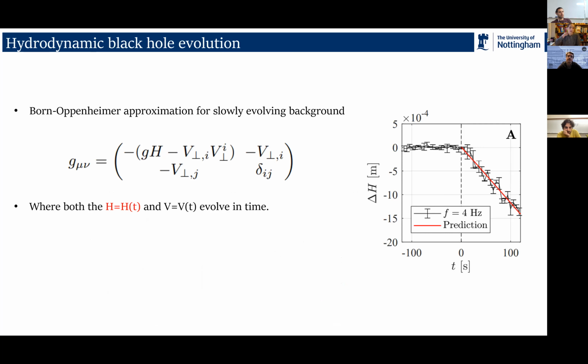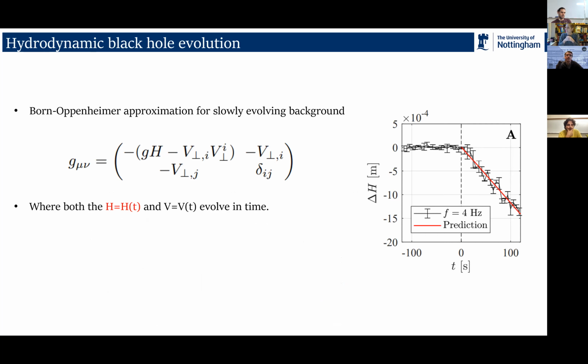And what you can argue here is that, following the same techniques people use if you have a slow time dependence in a space-time geometry, you can work with the Born-Oppenheimer approximation for slowly evolving backgrounds. And what it shows is that this analogy still holds for slowly evolving backgrounds. And here, by changing the water height, you change the effective mass of the black hole.